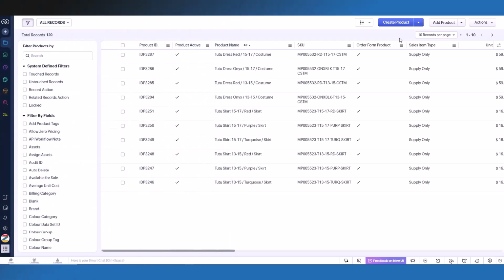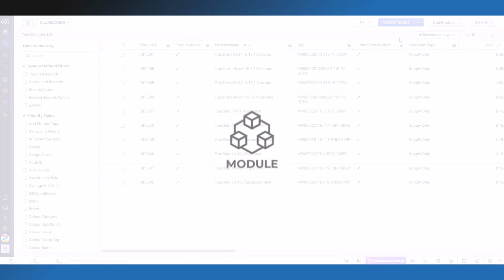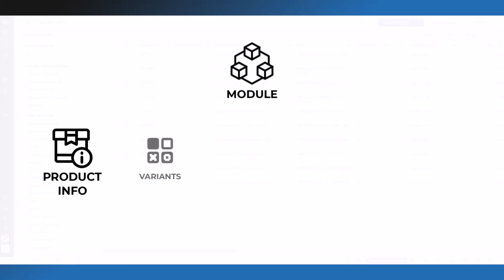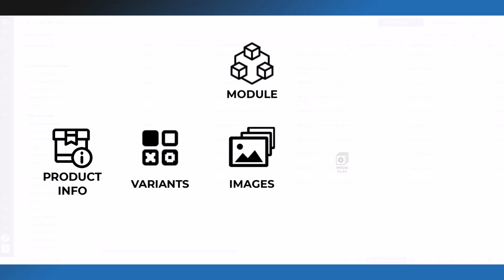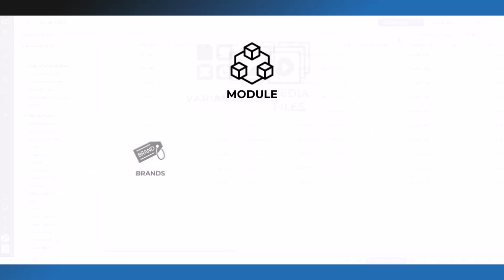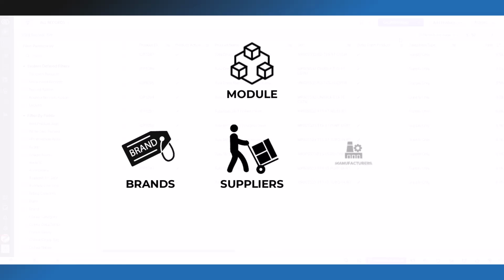To create a product in Zoho CRM, there are multiple modules involved. To support the product information, you may require variants, images, media files, and potentially price lists. You may also have modules to dynamically manage attributes like brands, suppliers, and manufacturers.